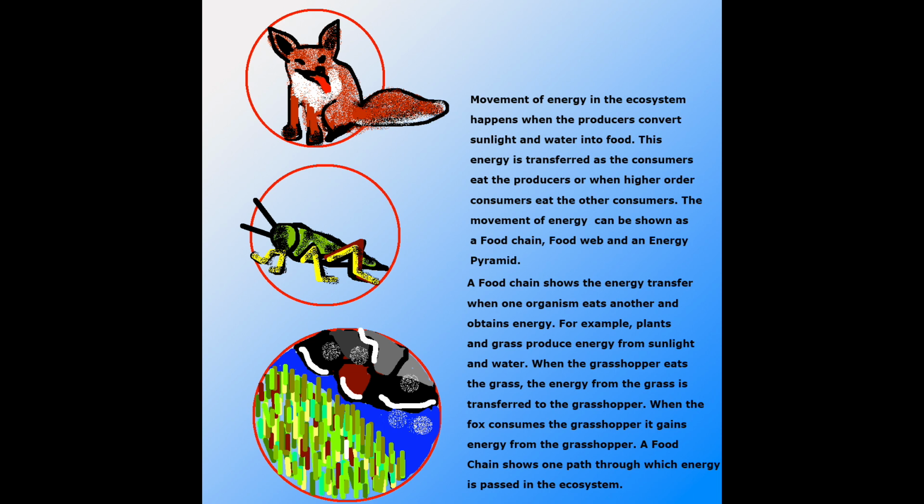A food chain shows the energy transfer when one organism eats another and obtains energy. For example, plants and grass produce energy from sunlight and water. When the grasshopper eats the grass, the energy from the grass is transferred to the grasshopper. When the fox consumes the grasshopper, it gains energy from the grasshopper. A food chain shows one path through which energy is passed in the ecosystem.